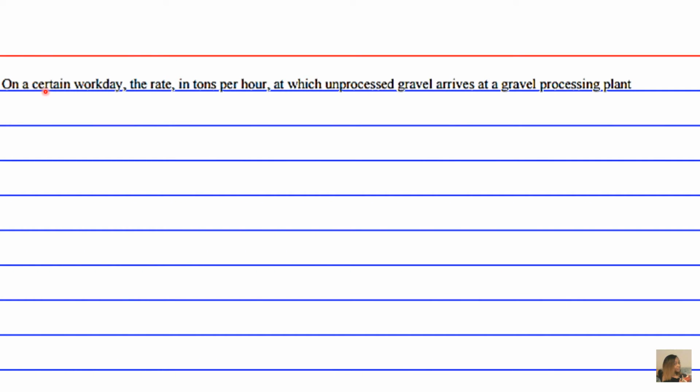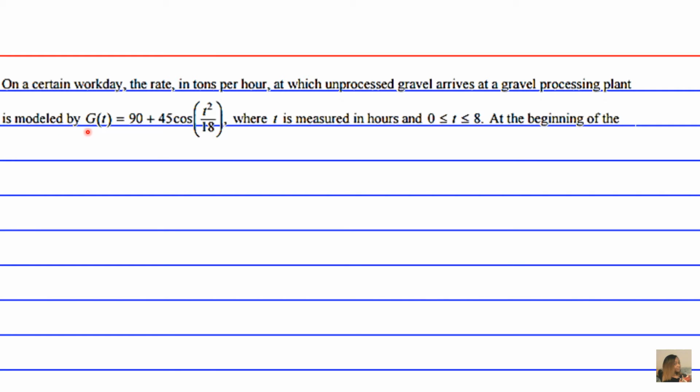On a certain workday, the rate in tons per hour at which unprocessed gravel arrives at a gravel processing plant is modeled by the equation G of t equals 90 plus 45 times the cosine of t squared over 18, where t is measured in hours and t is greater than or equal to 0 hours and less than or equal to 8 hours, being that 8 hours typically comprises a normal workday.